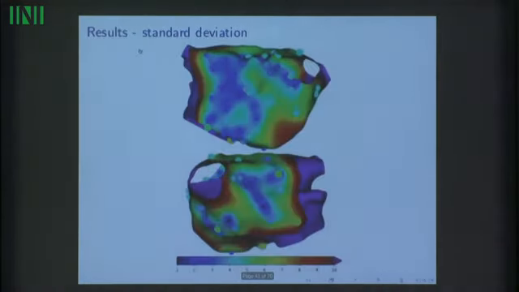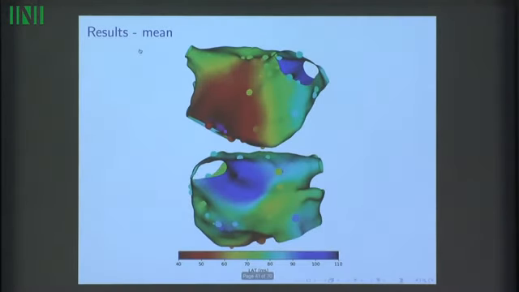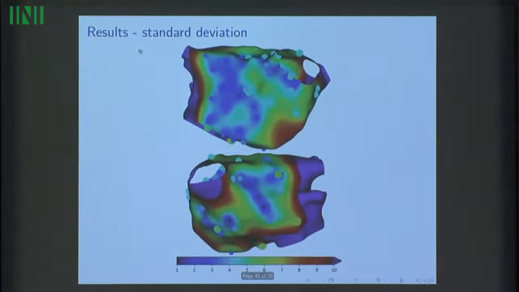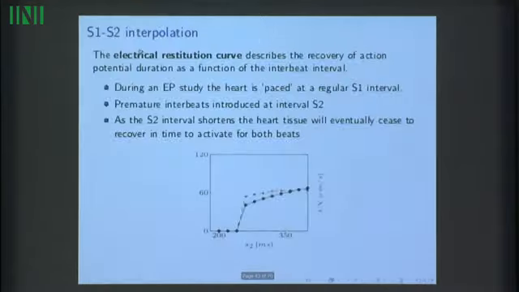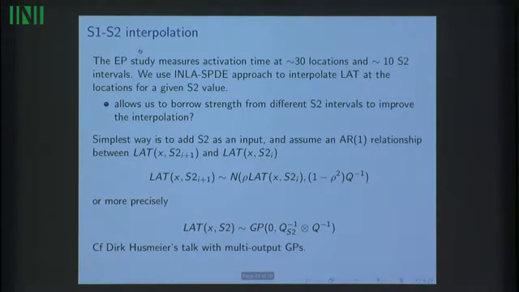So we get results from this. We can interpolate our data. We get an estimate of the activation time everywhere, and we get uncertainties from it as well. I'm going to skip the detail about this.